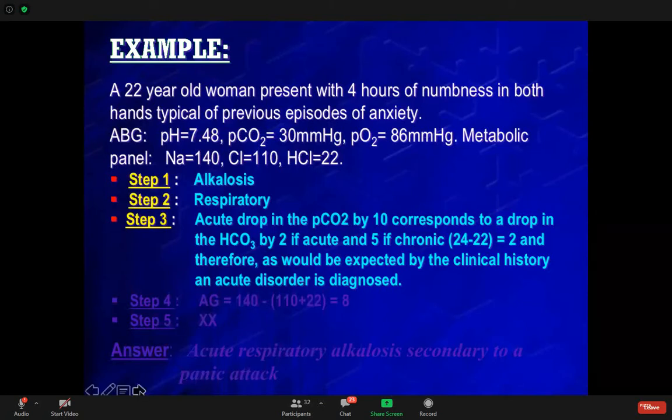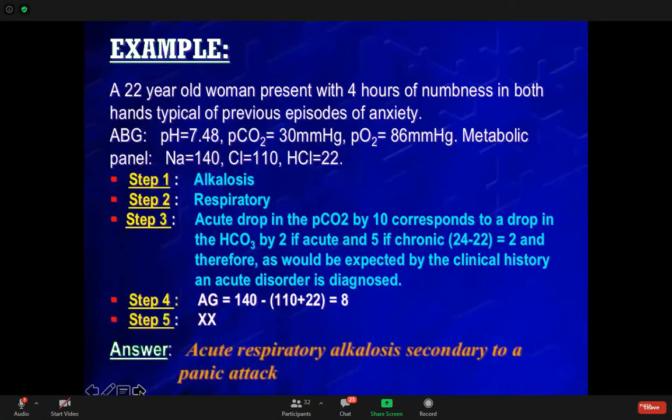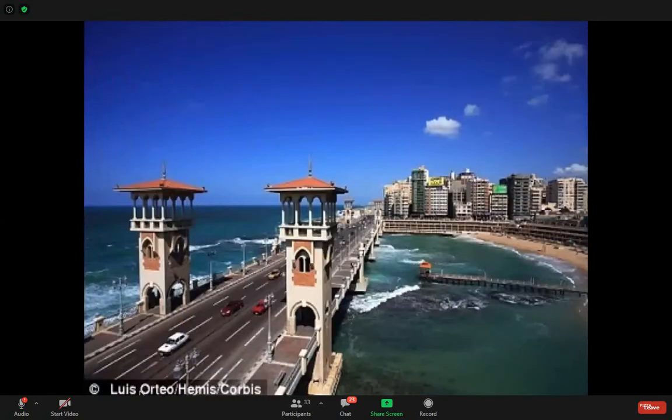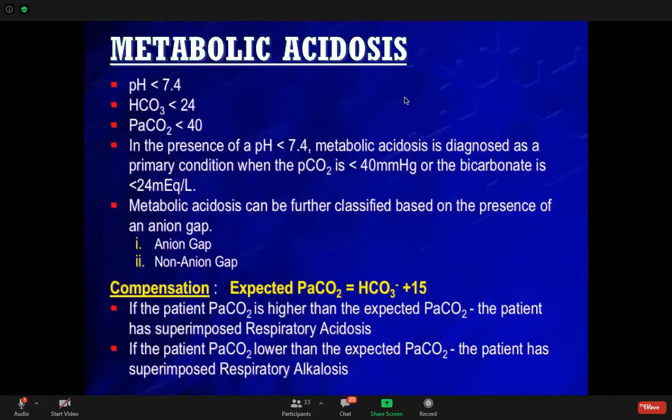So then your step 4, which is important, is you want to measure the anion gap and see if there's any anion gap metabolic acidosis, and there's none. And usually this lady would have an acute respiratory alkalosis secondary to a panic attack. So our next topic is going to be metabolic acidosis.